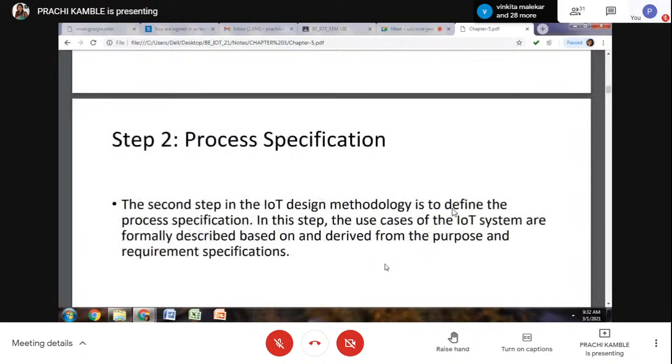Once all the data is captured, the next is the process specification. This is the second step in the IoT design methodology. In this step, the use cases of the IoT systems are formally described based on and derived from the purpose and requirement specification. So in this step, what is happening? Different use cases of the IoT systems are formally described based on and derived from the purpose and requirement specifications. So different use cases are discussed for the particular application.